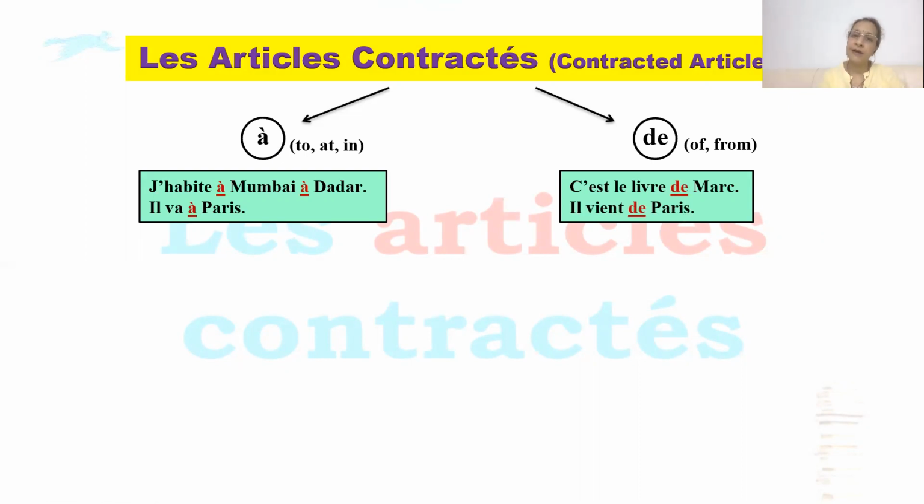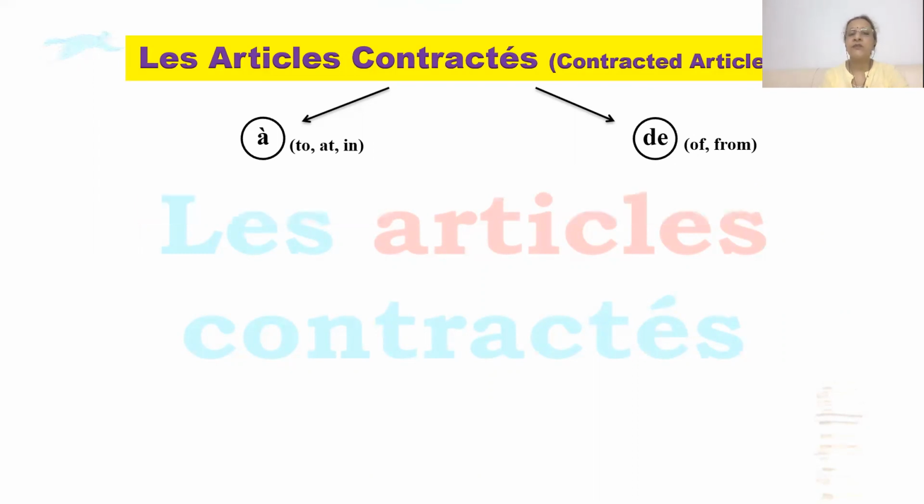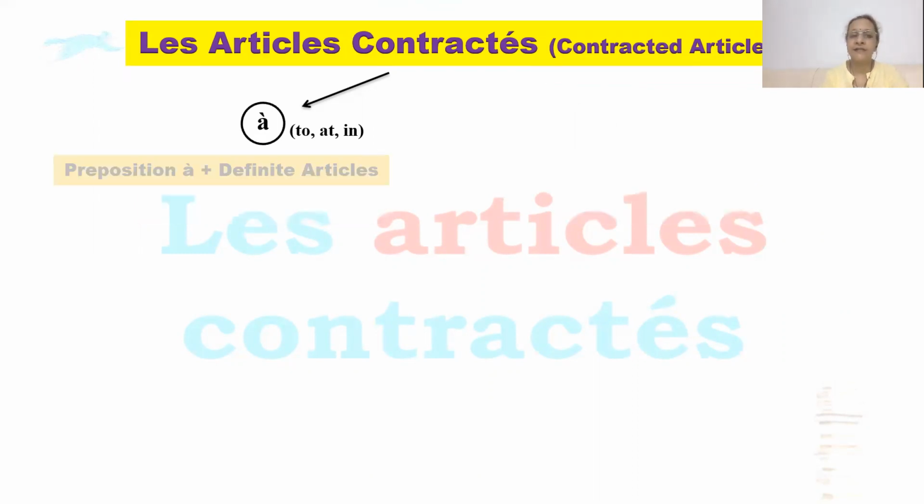And il vient de Paris. He is coming from Paris. Because obviously I can't say he is coming of Paris. So he is coming from Paris. Now, as I said earlier, when these prepositions come together with the definite articles, we have to contract them.